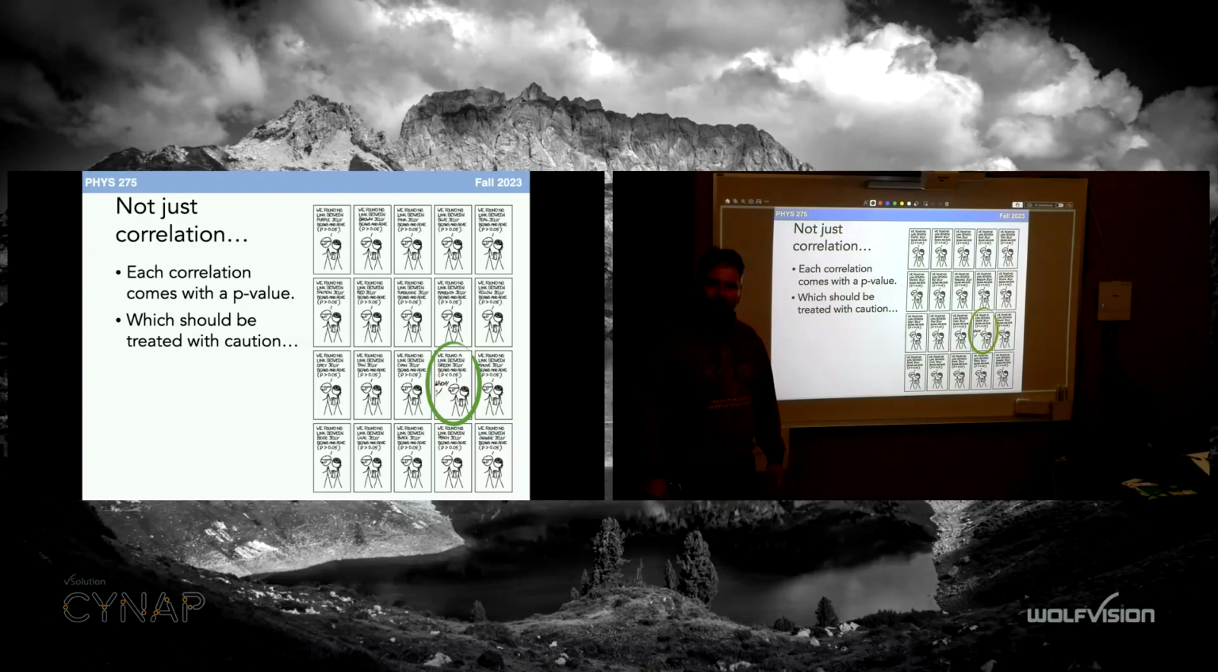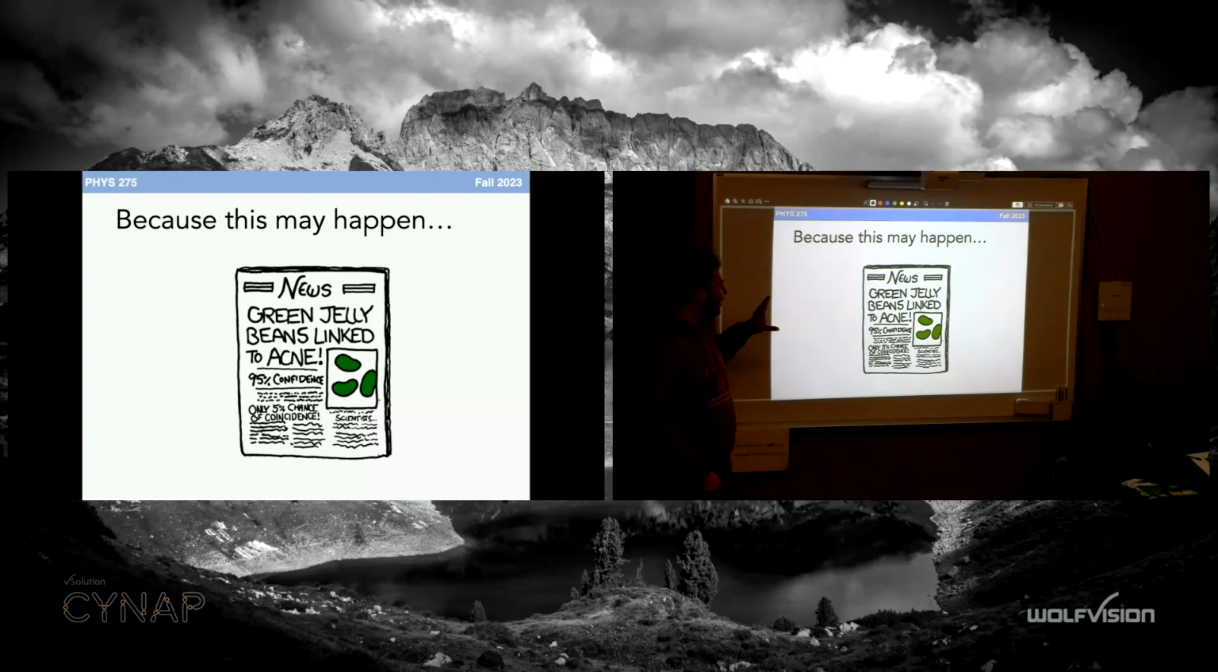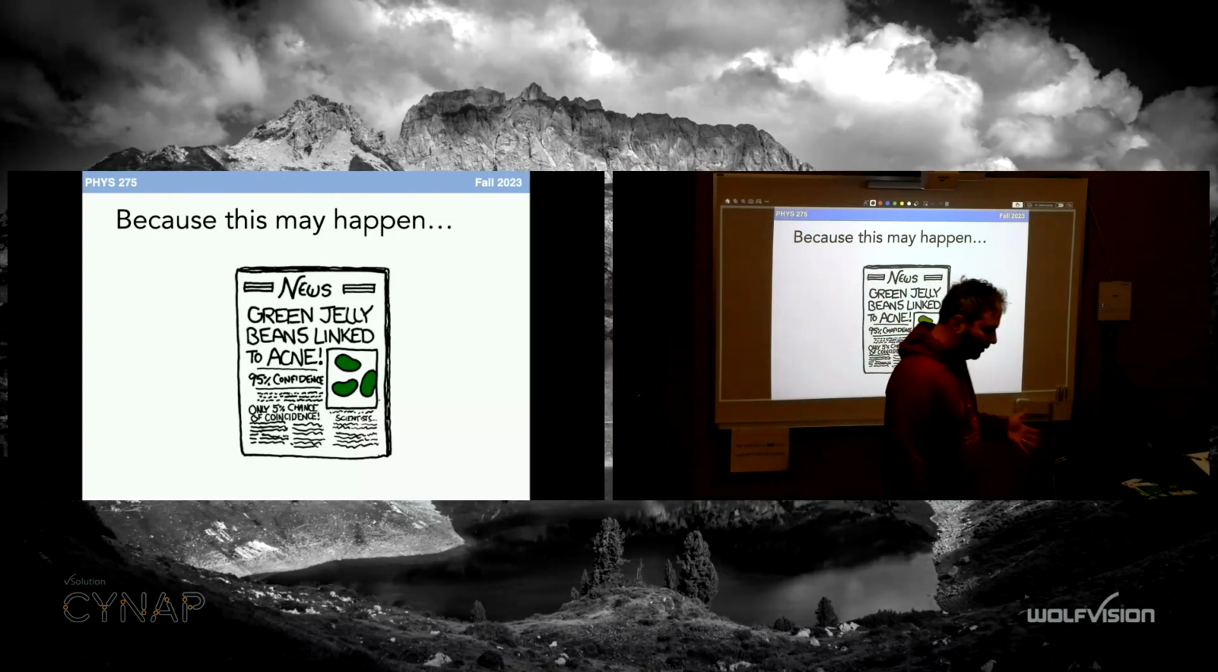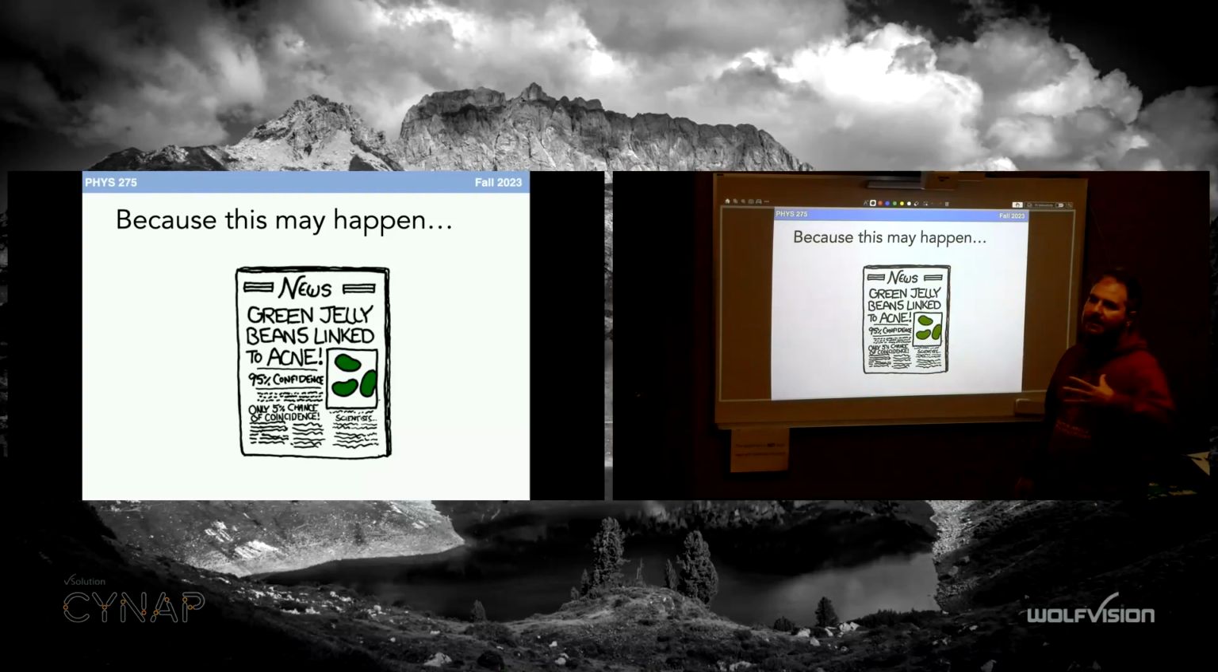I don't actually buy jelly beans that much, and I don't know if there actually are 20 different colors and flavors, but there you go. Green it is. Probably, right? So, treat with caution, because then we reported that we got a p-value smaller than 0.05. That means it is significant, right? And then I can report the news that green jelly beans cause acne.